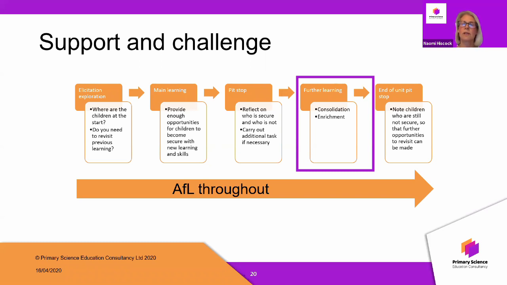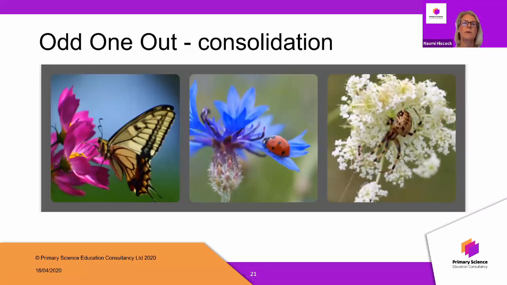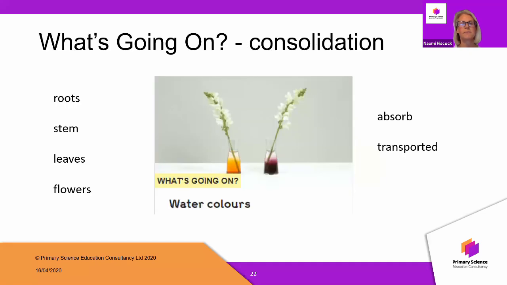Other children need something different because they've already got that knowledge. What they need to be doing is applying it in different contexts and really broadening their understanding. And again, this is where Explorify can really help. So repeating some of the activities. So going back to the odd one out and asking the children to explain it again for consolidation with those few children that need it.